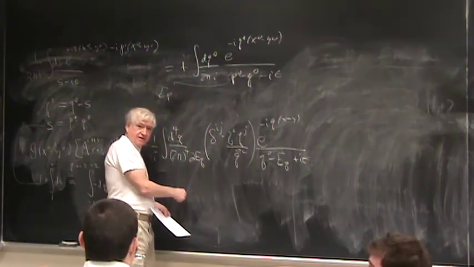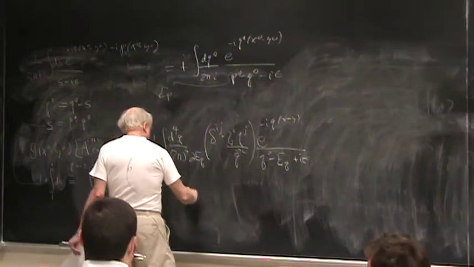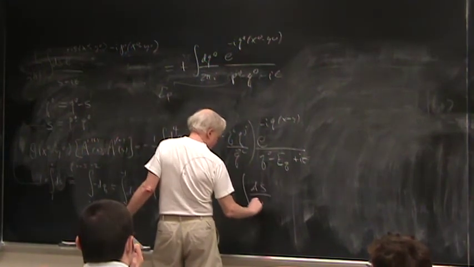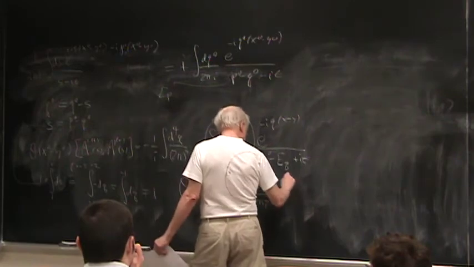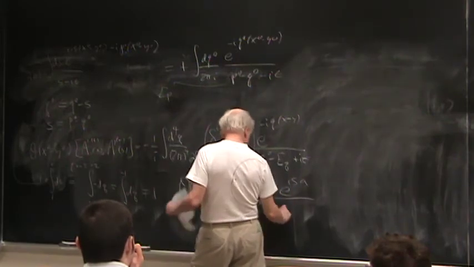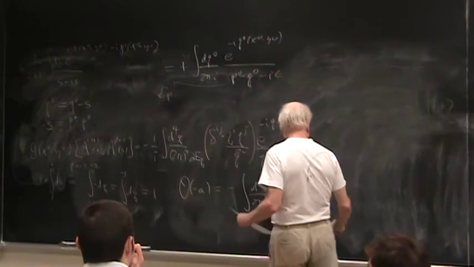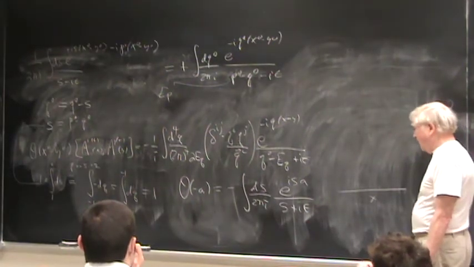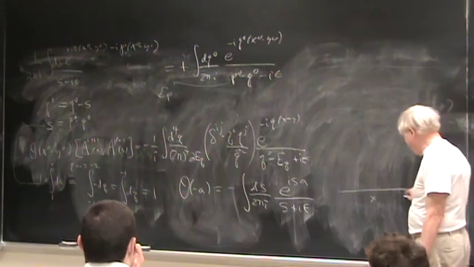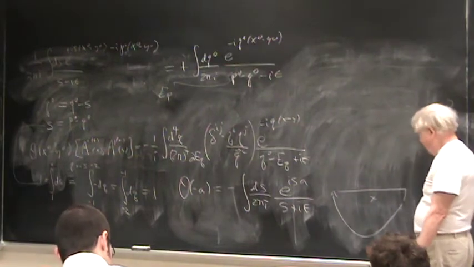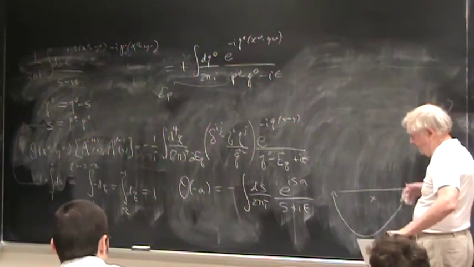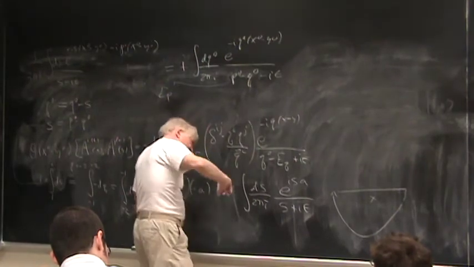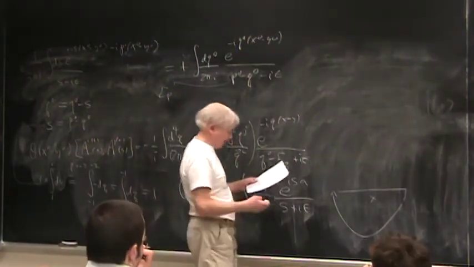Can everybody see what I write here? Theta of minus A. This is minus an integral ds over 2 pi i, over s plus i epsilon, and now minus i epsilon. When A is negative, we can add a ghost contour like this, and then we have a clockwise contour, and a clockwise contour gives us a minus sign, which cancels this minus. All right.